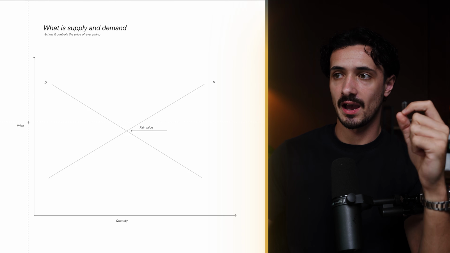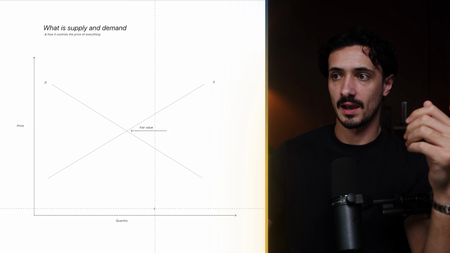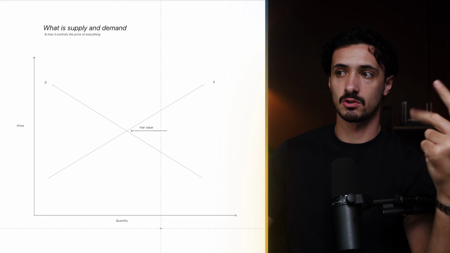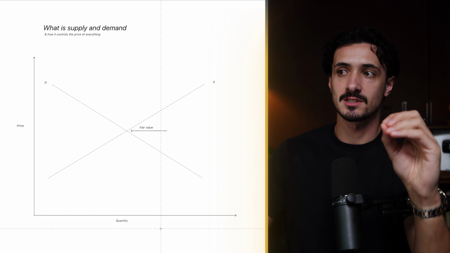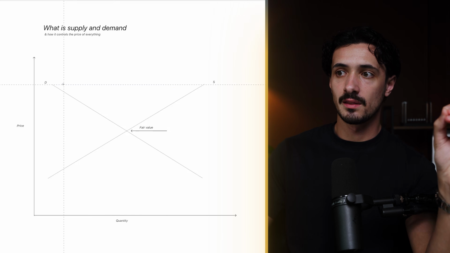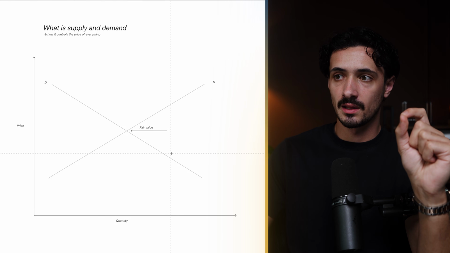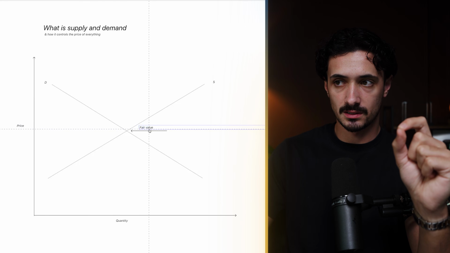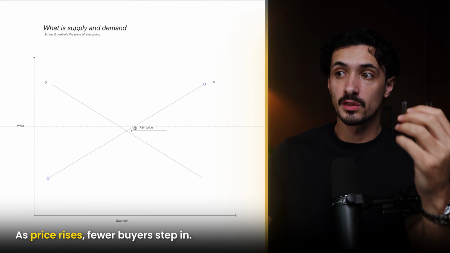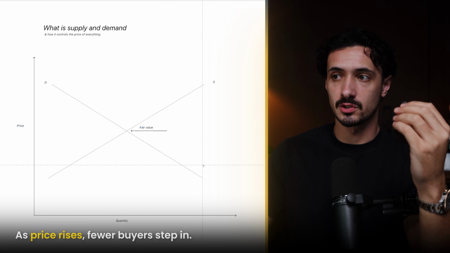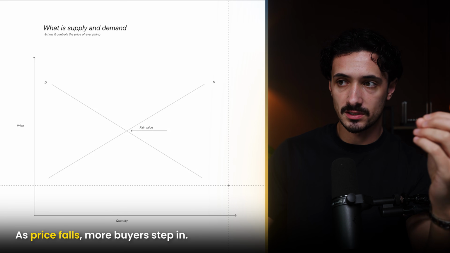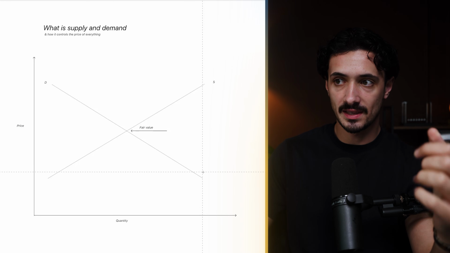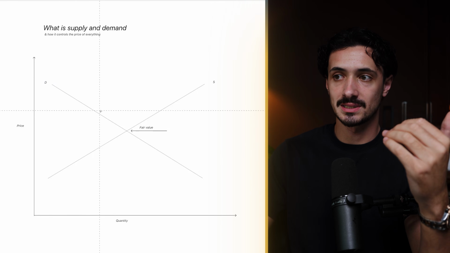On the left here, we have price. Along the bottom, we have quantity. Every market that you trade, Forex, indices, crypto, whatever it may be, lives on this exact relationship. This downward line here is demand, and demand represents buyers. The higher that price goes, the fewer buyers are willing to buy. And the lower that price goes, the more buyers are willing to step in. This is why demand slopes downwards.